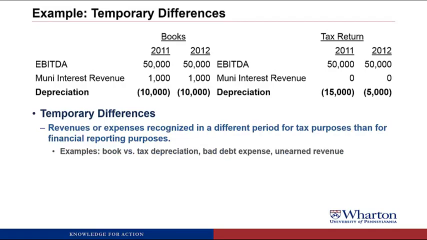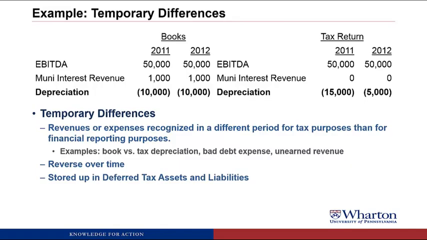So in addition to depreciation, bad debt expense is going to be an example of this, unearned revenue. In fact, there's a lot more examples, and we'll see them later in the week. These differences are going to reverse over time, and we're going to store up these differences in something called deferred tax assets and deferred tax liabilities, which we're going to talk about later in the week.